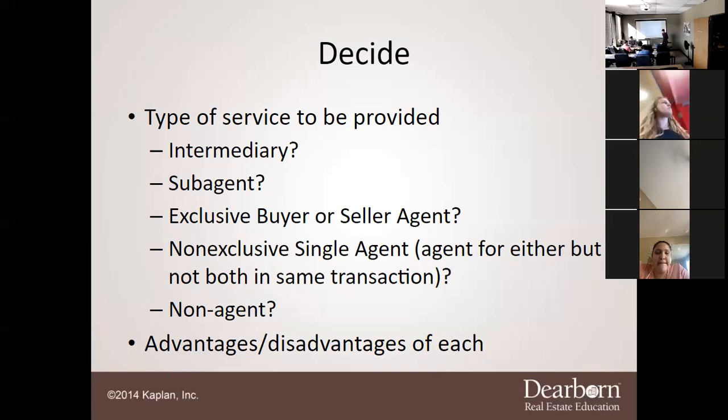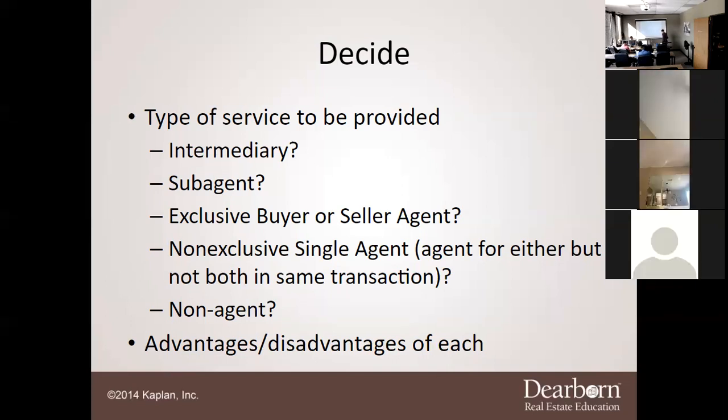Intermediary. So if you're working with buyers and sellers, we've talked about intermediary. If your broker is working with sellers and you're working with buyers, you just got to be careful how you proceed with that, because you could become an intermediary. There's also sub-agency. So if I'm showing properties outside of my firm's listings, there's also exclusive buyer or seller agent, a non-exclusive single agent, which is an agent for either the seller or the buyer, but not in the same transaction. And then there's a non-agent. A non-agent would be like a property manager, or if someone just wanted to get me for consulting. So when you get a license, you're going to want to decide what you want to do, and then know the advantages and disadvantages of each.